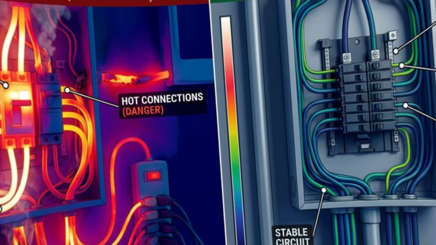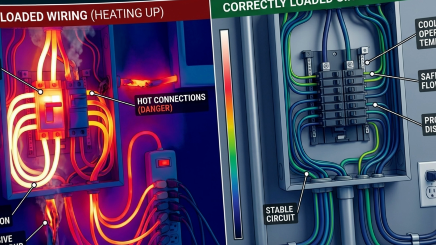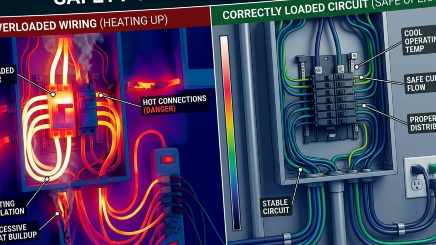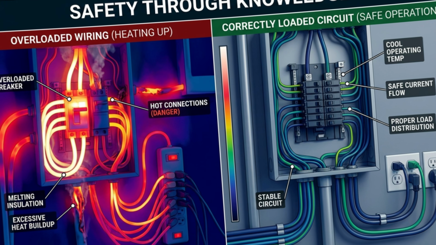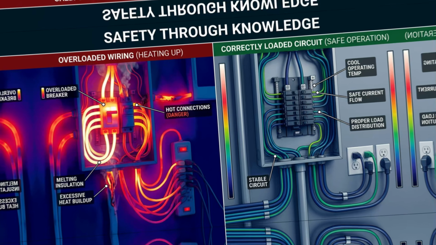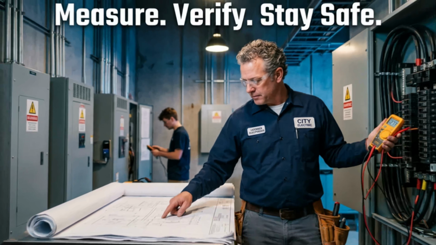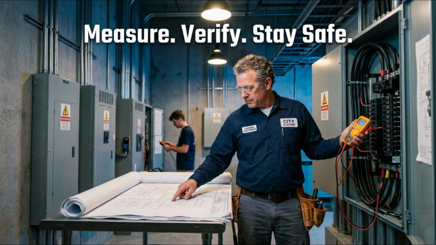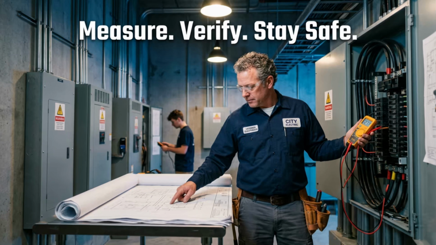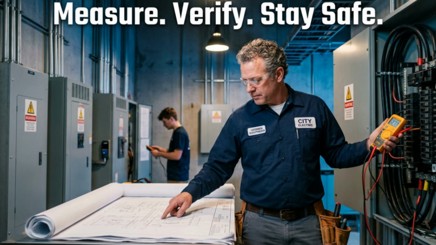This is one of the best real-world examples of Ohm's law. Current, resistance, and heat are directly connected. Understanding this relationship helps prevent electrical fires. Professional electricians don't guess, they calculate. They measure. And they verify every electrical circuit before completing a job.